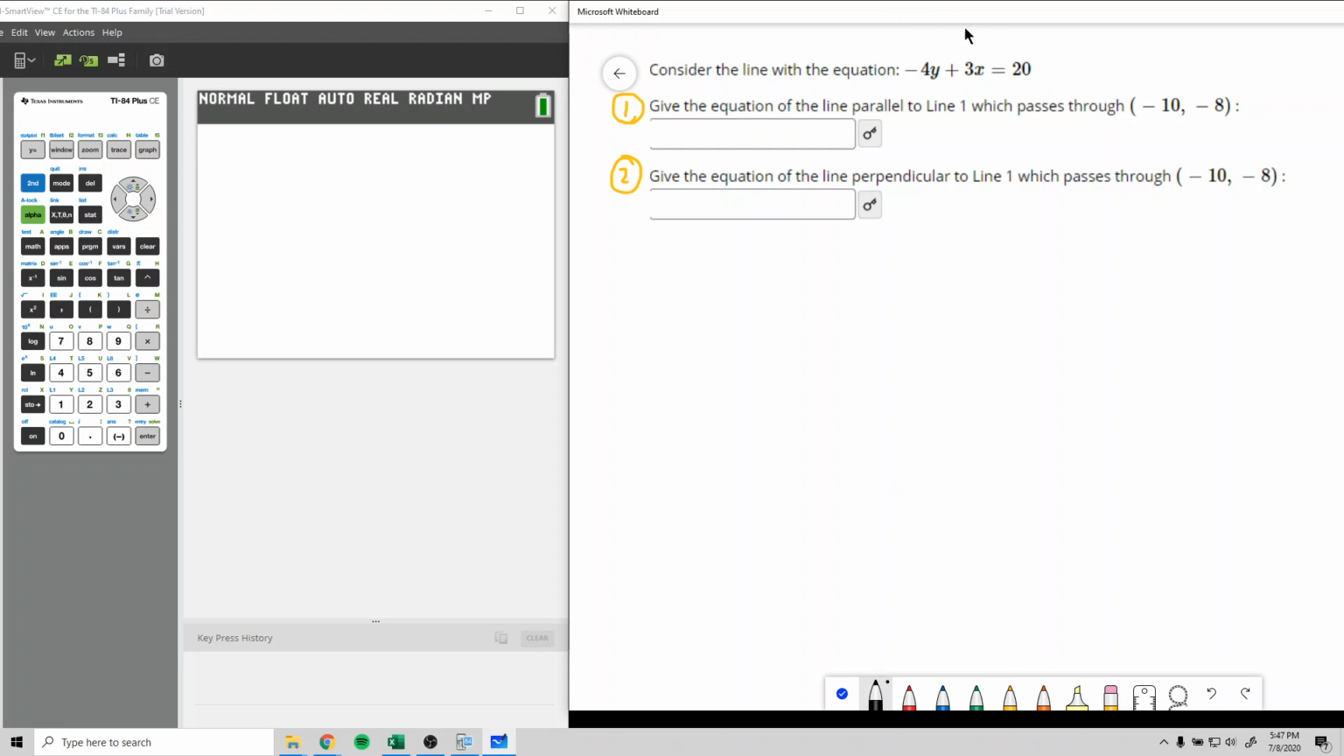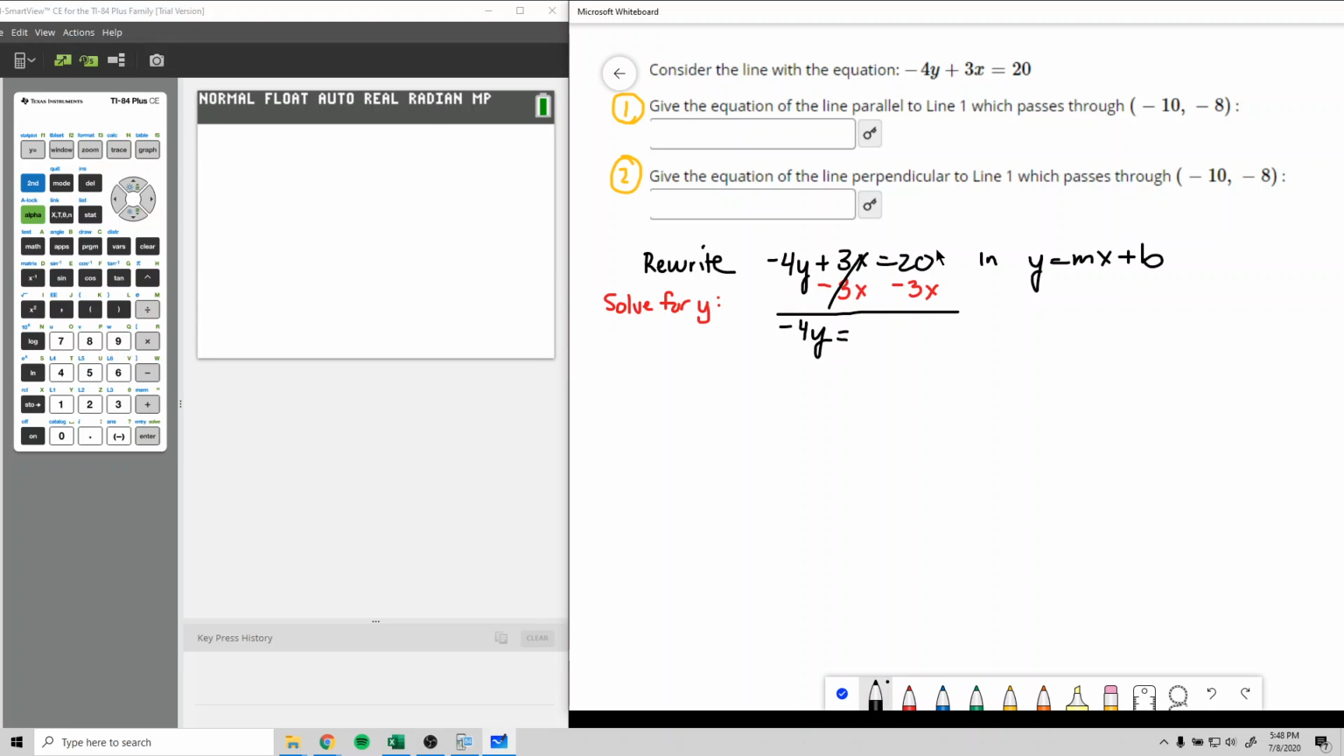But the first thing you want to do, to figure out the slope of a parallel and perpendicular line, is figure out the slope of this. So what I like to do is rewrite the original -4y plus 3x equals 20 in slope-intercept form, y equals mx plus b, and we do that by solving for y. We want to get y by itself. We can subtract the 3x from each side to get the 3x away.